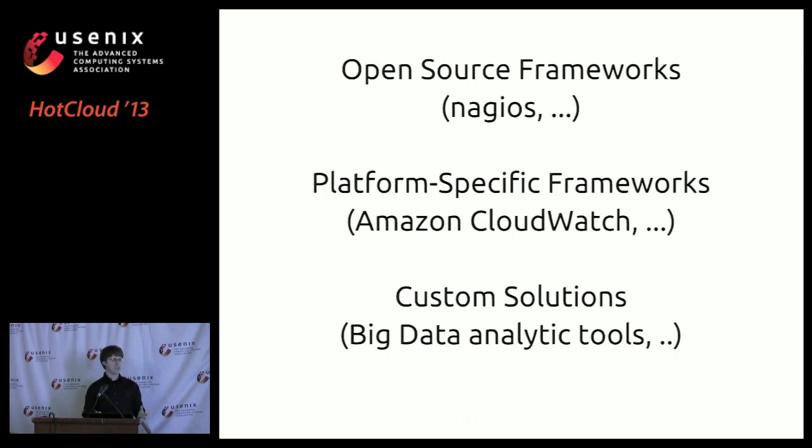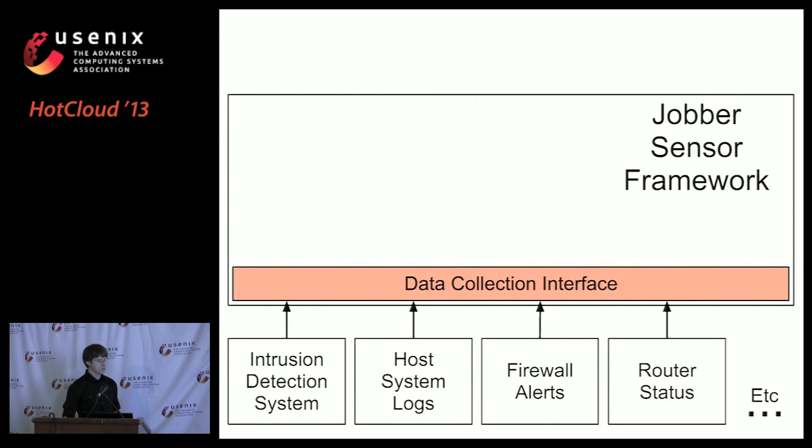And we have a lot of systems that are already designed to gather up this data. We have open source frameworks like Nagios. A lot of individual cloud platforms provide their own frameworks like Amazon's CloudWatch. And then there's a variety of custom solutions out there. The age of big data makes it very easy to take this huge amount of information we have about our networks and try to aggregate it down into specific data points. So we've taken that last approach and built our own framework.